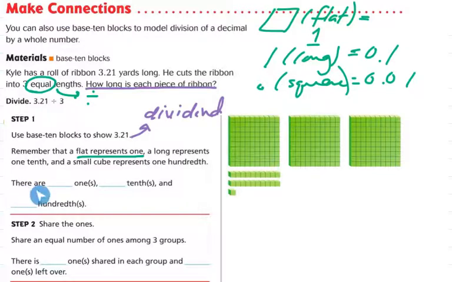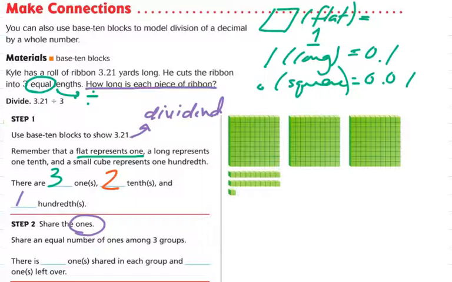So boys and girls, there are how many ones? Let's count them out. That's correct. There are 3 ones. Let's count out how many tenths there are. There are 2 tenths. And let's count out how many hundredths there are. 1/100th. So step 2, it says we're going to share the ones first. So we're going to look at these guys and we're going to share them first.